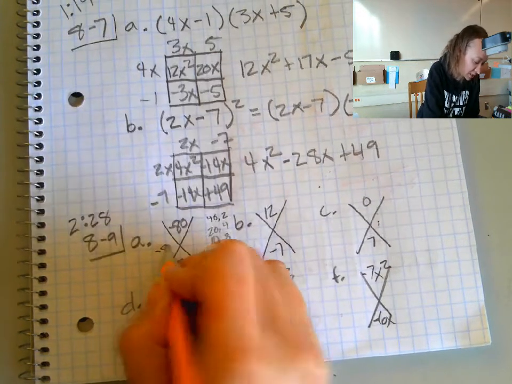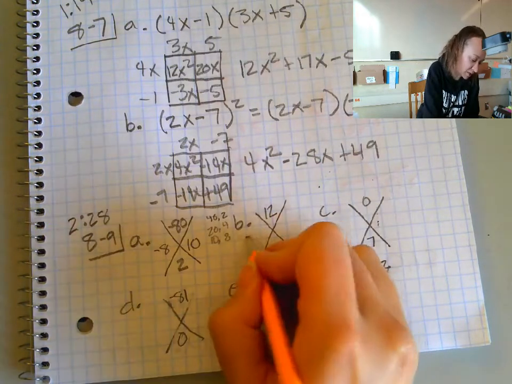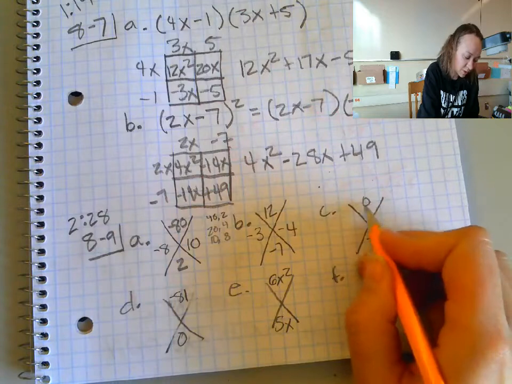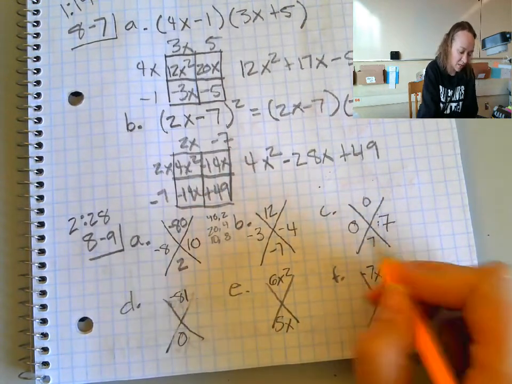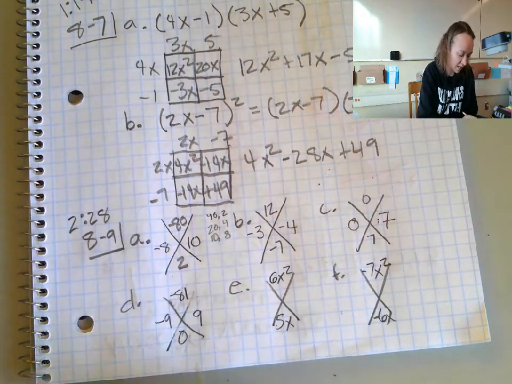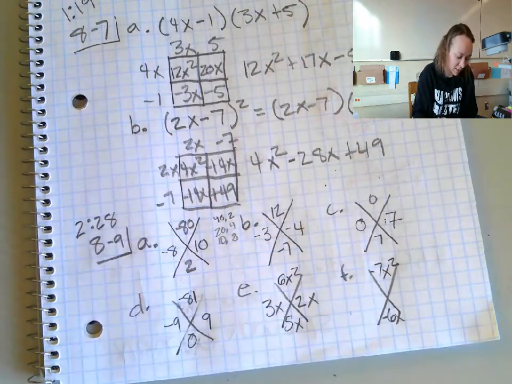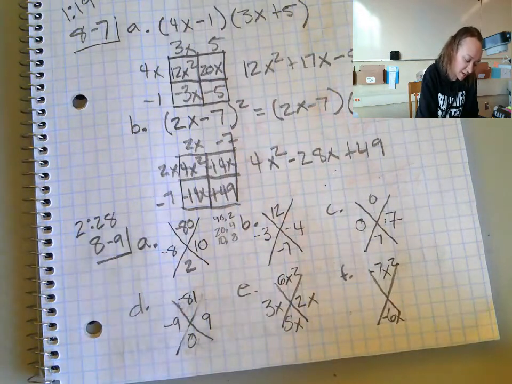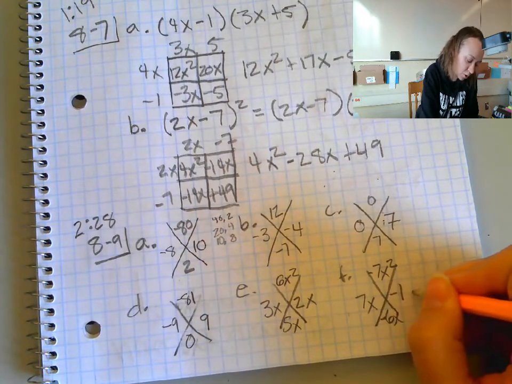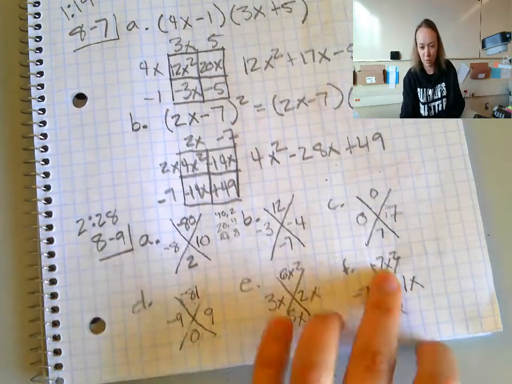So -8, +10. 12 and -7, that would be -3 and -4, because they add to -7 but multiply to 12. Numbers that multiply to 0, that would be 0 and 7, add to 0. -81, that would be -9 and +9, they add to 0. 6x squared, that would be 3x and 2x, add to 5x. And -7x, that would be 7x and -7x and +1x would add to -6 but multiply to -7.